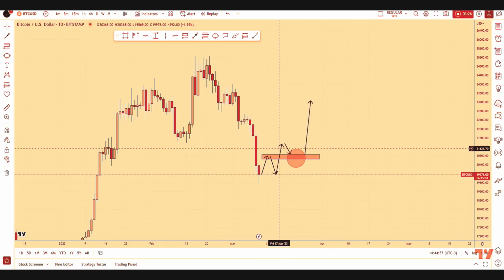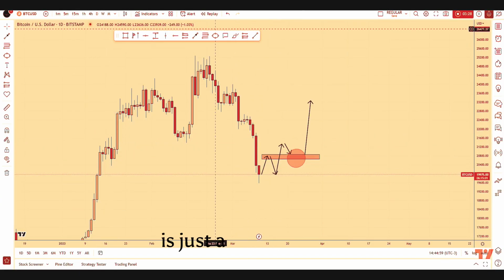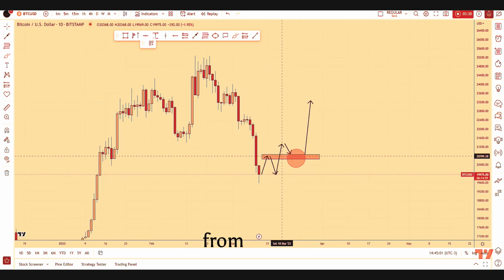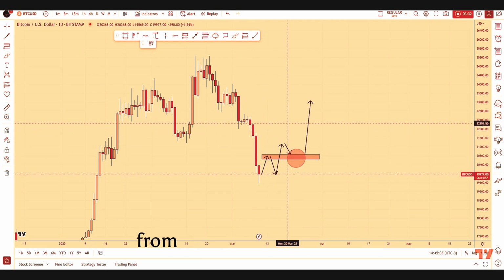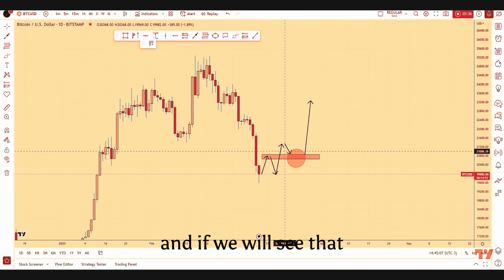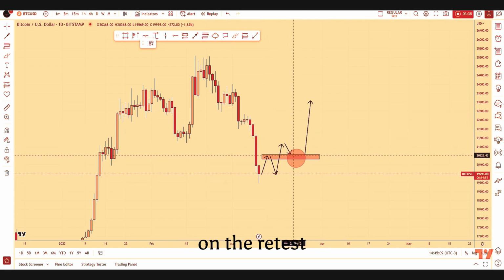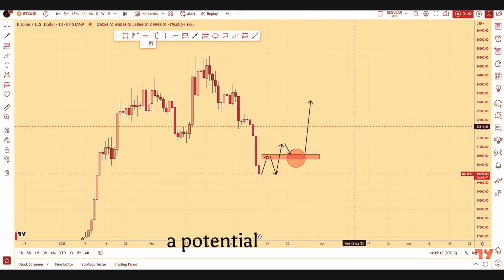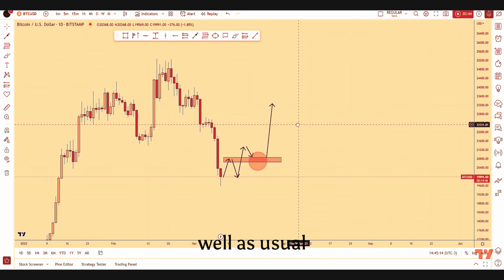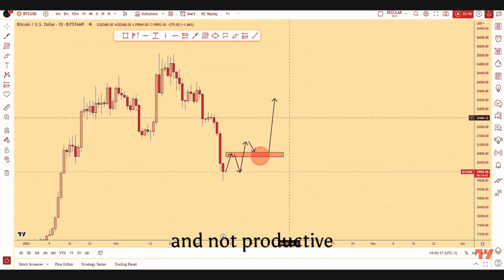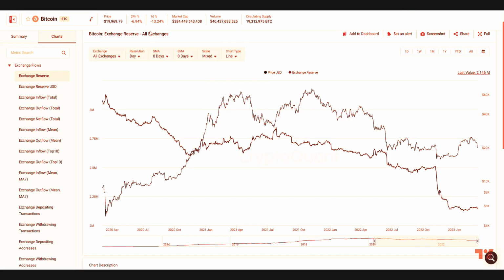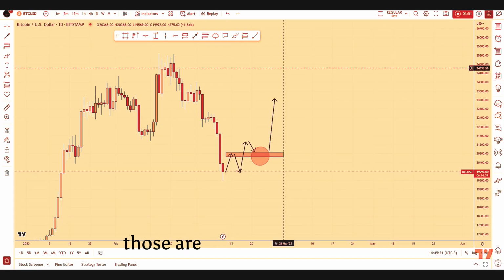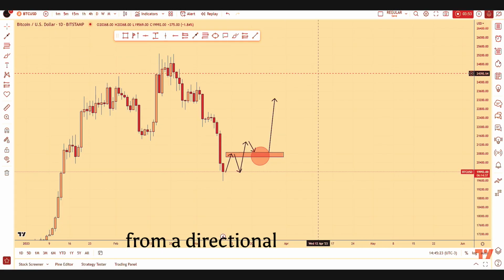So shifting back to the daily, at the moment it is just a waiting game, to wait for the market to shift from a daily bearish market to a daily bullish market. And if we will see that after the break, on the retest of the previous resistance turn support, we could be approaching a potential rejection to the upside. Well, as usual, trading is reactive and not predictive. The monthly, weekly, and daily combined with the on-chain data, those are the best time frames from a directional perspective.